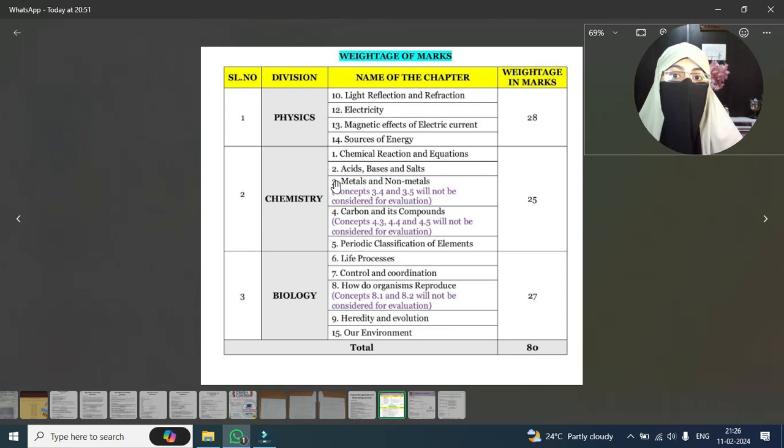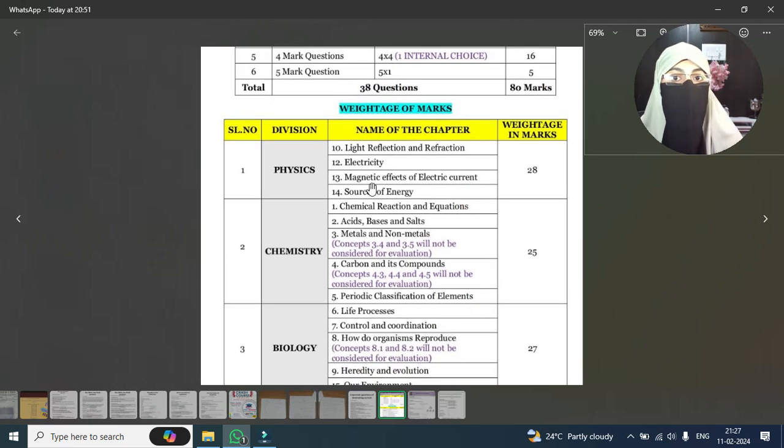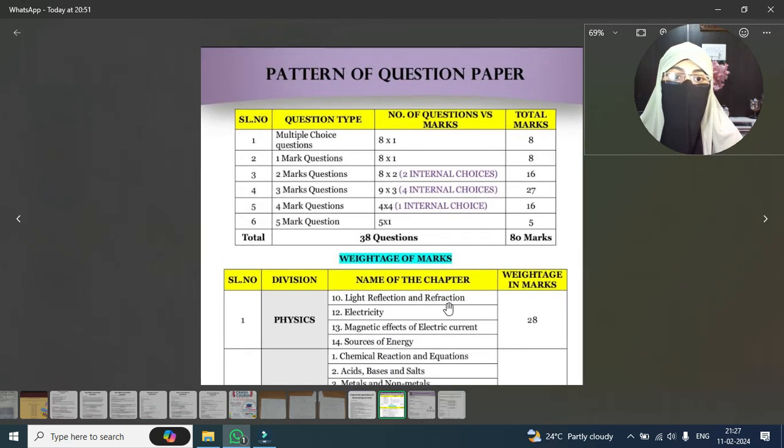So if the students learn just the chemistry part and the biology part, and even here we have given that concept 3.4 and 3.5 will not be considered for evaluation. In the textbook there is a concept with this number, you can check it there. That part will not be considered. The same applies for carbon and its compounds, and for how do organisms reproduce. So this is the weightage of the marks according to the subject, and the chapter wise questions are also uploaded, you can check that video out.